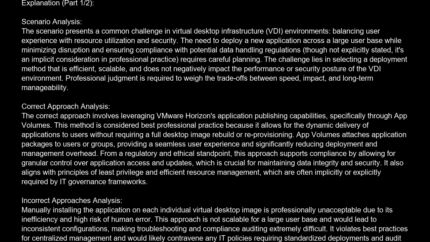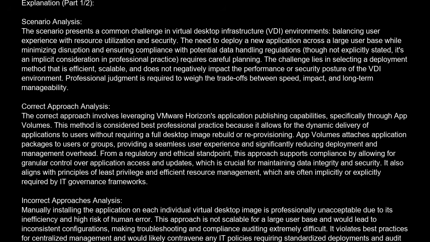overhead. From a regulatory and ethical standpoint, this approach supports compliance by allowing for granular control over application access and updates, which is crucial for maintaining data integrity and security. It also aligns with principles of least privilege and efficient resource management, which are often implicitly or explicitly required by IT governance frameworks. Incorrect approaches analysis.